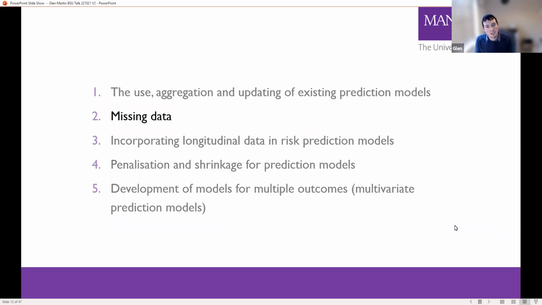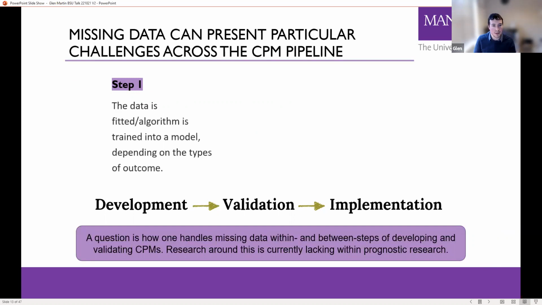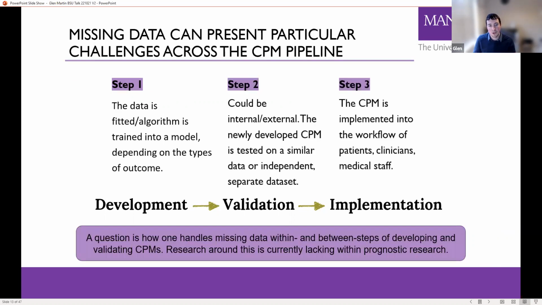Okay, so now I want to move on to a second area of interest, which is how we handle missing data in prediction modeling. If we think about the analytical pipeline in which we develop a CPM, there's essentially three main steps. The first is actually developing a model. You have a data set, you fit the model or train the algorithm to that data set, depending on the type of outcome. And you then need to test its predictive performance.